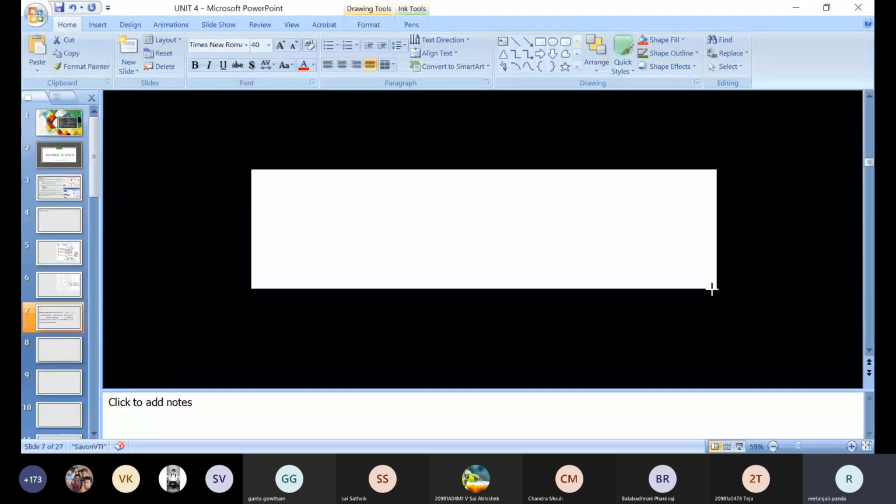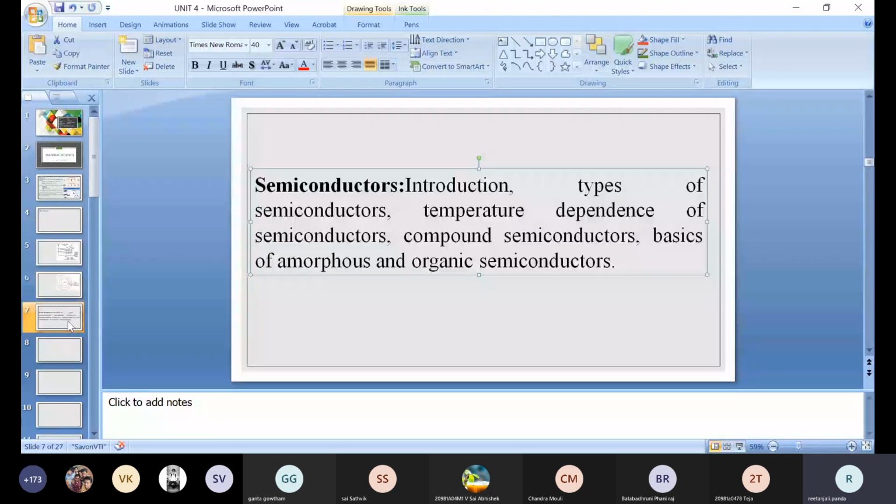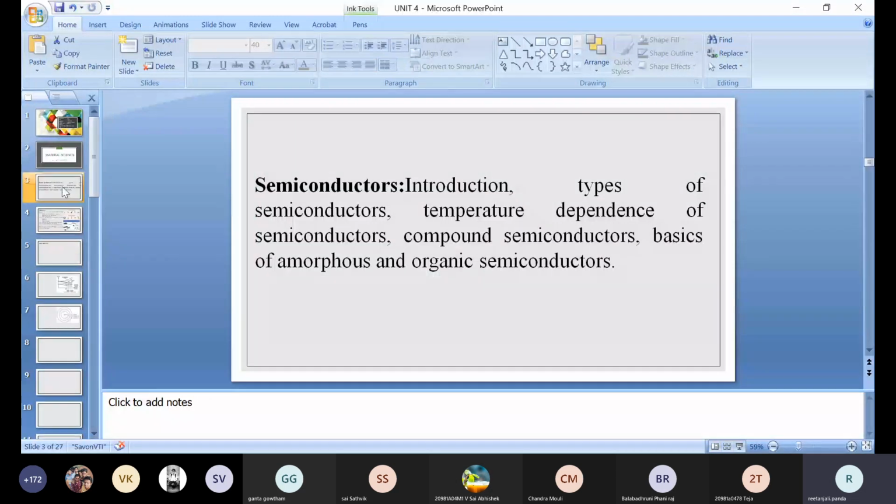So we are going to know what a semiconductor is. Then we will know the different types of semiconductors and their temperature dependency. Then we will see compound semiconductors, amorphous and organic semiconductors. This is the content you are going to learn, so this is the introduction part. As I told you, electronic materials are classified based on three categories, like a property of the material, such as conductivity or resistivity.